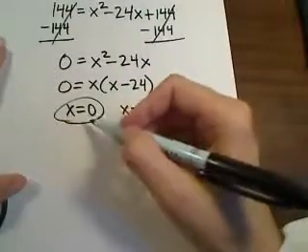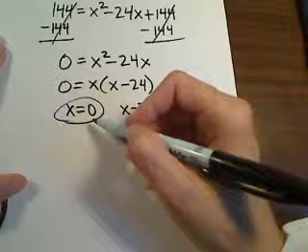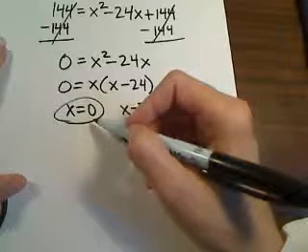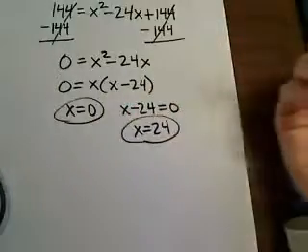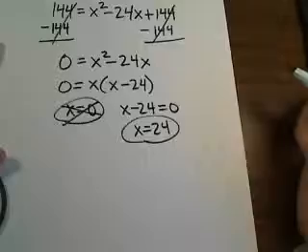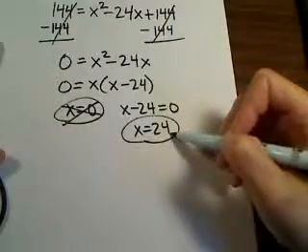Now, x equals 0 makes no sense in the context of this problem. That would be a sheet metal that has 0 feet for length, and then you don't have any sheet metal, right? So that doesn't make any sense. Let's cross that off. But this one does make sense.